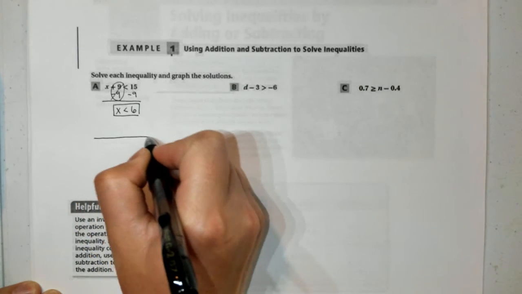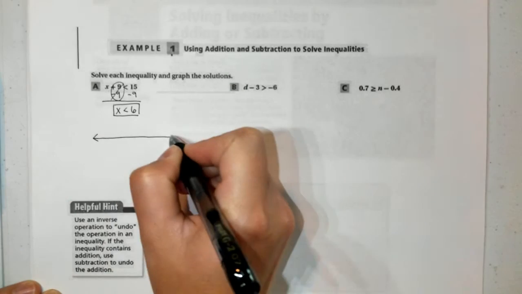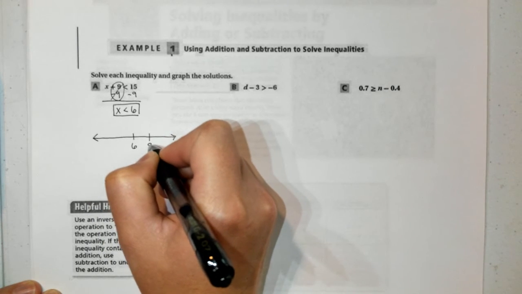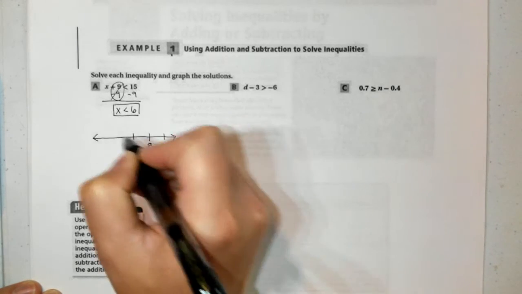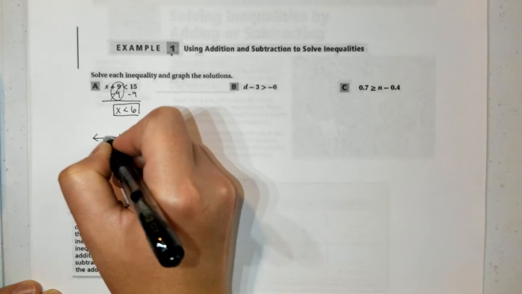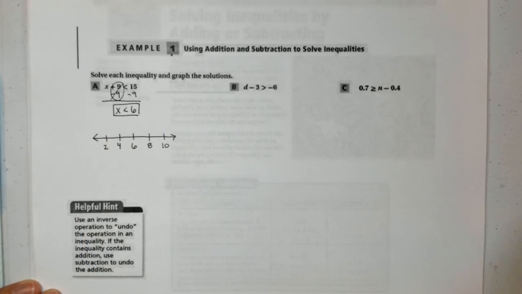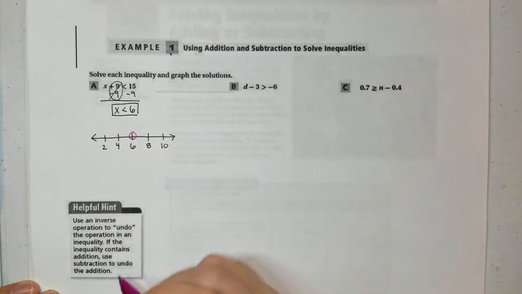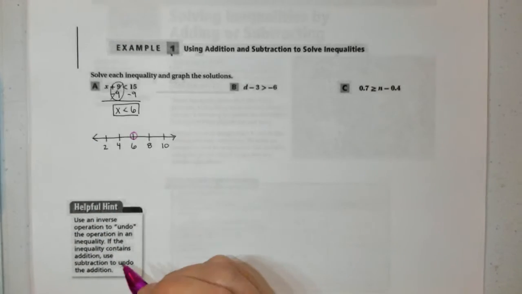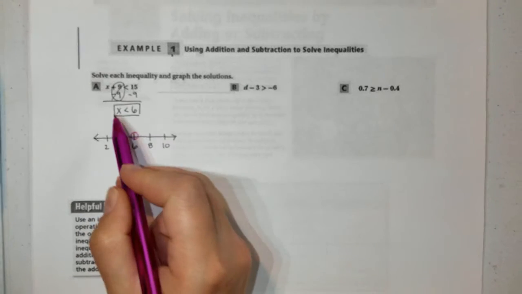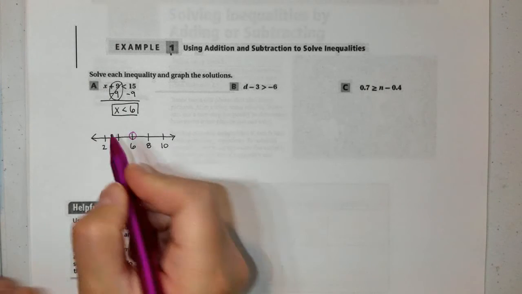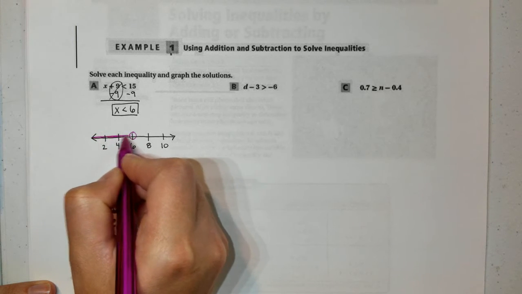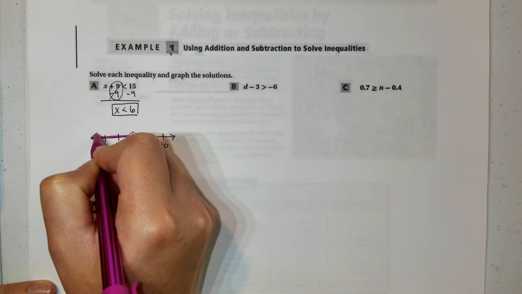I'm going to draw my number line. So I have 6, 8, 10, and then 4, and 2. It's less than, so I'm going to have an open dot at my important number, which is 6. Then 2 and 4 are less than 6, so I'm shading to the left here. And then you draw your arrow.